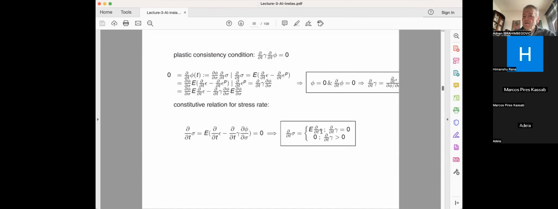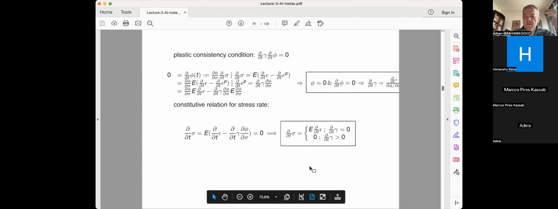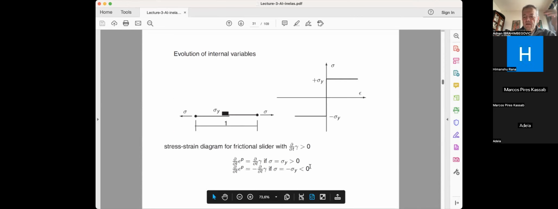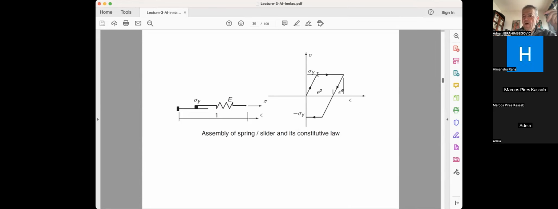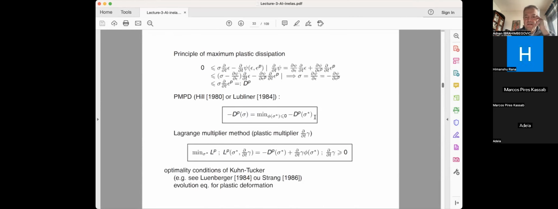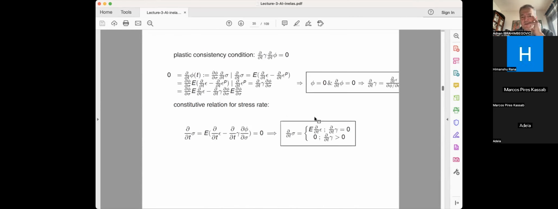Either it's E times epsilon dot when you're elastic, or it's 0. In other words, what you're actually saying is that in this type of elastic plastic behavior, either you're climbing with the E, or you're going down with the E as a slope, or your sigma is constant. That means sigma dot has to be equal to 0. That is as simple as that. So this is the case of perfect plasticity.